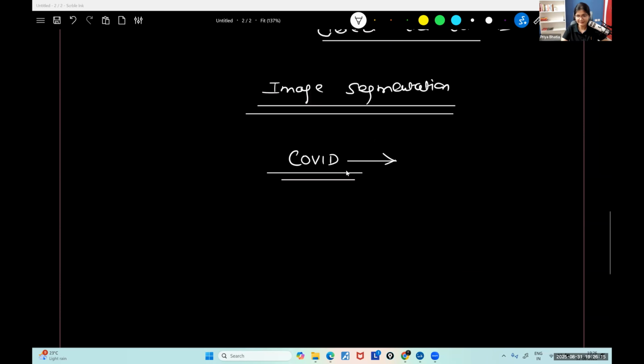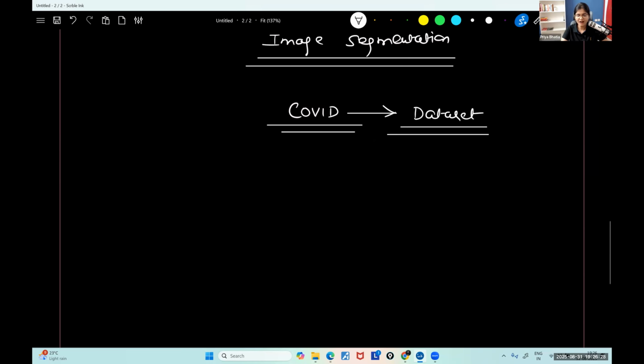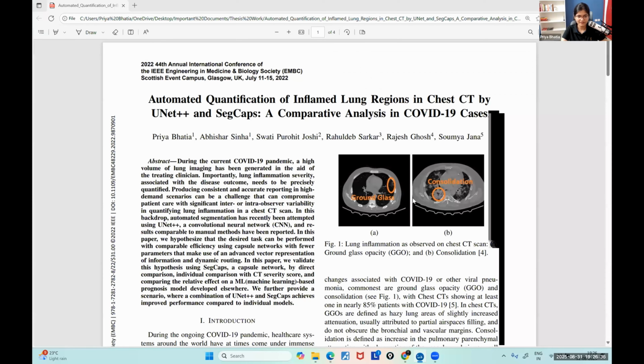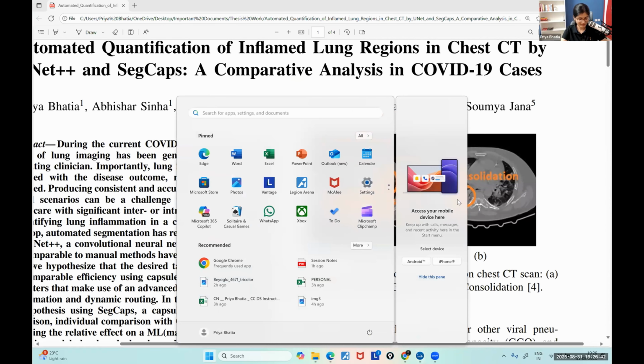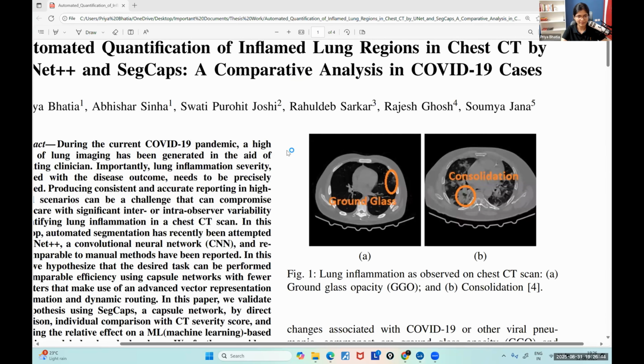So basically, at that point of time, I had a data set of COVID patients. What you will observe is that in people who are suffering from COVID, the infection inside the lungs contains these white spaces. Can you see this picture? If I showcase what I am representing over here, you can see ground glass and consolidation. This is a small white portion and this is a bigger white area.